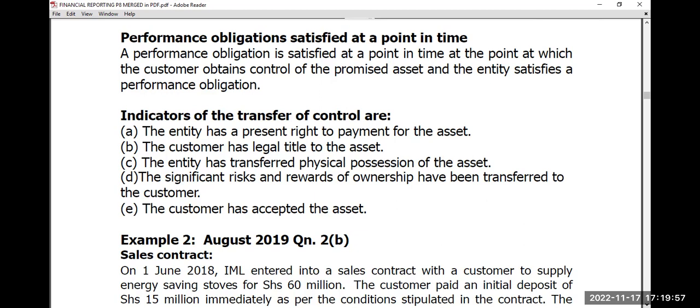Then the third one we can look at is that the entity has transferred the physical possession of the asset. This is self-explanatory. Someone says that we've actually transferred the land title in the names of the buyer, but the buyer has not actually received the land title. So when we actually transfer the land title into the names of the buyer, and we actually give the land title to the buyer, it means that the person is now fully in control of the asset.